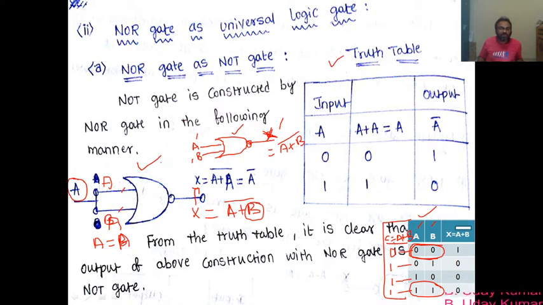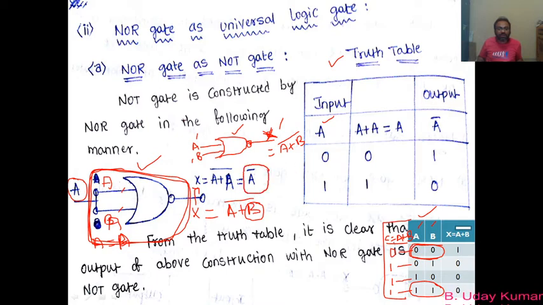So this is the truth table of this construction, where A is made equal to B. Since it has only 1 input and that input is taken as A, its output is A bar. If you want, you can write like this: X is equal to A bar, which is also equal to A plus A bar. If you want you can write everything, otherwise just keep it as A bar.